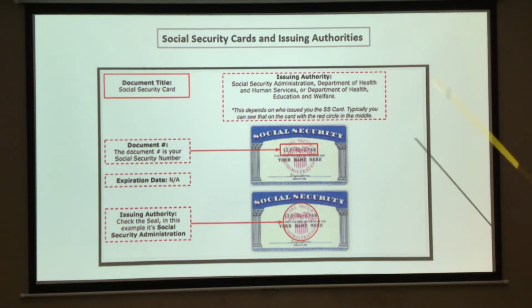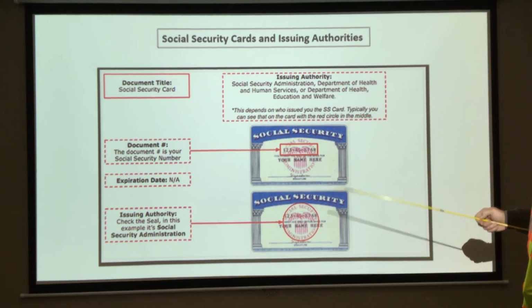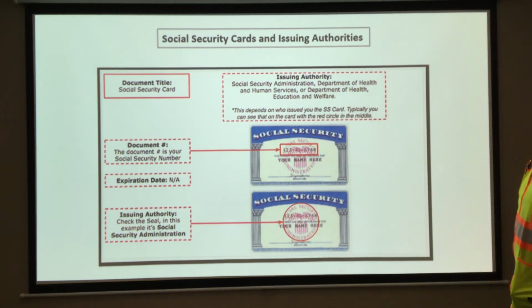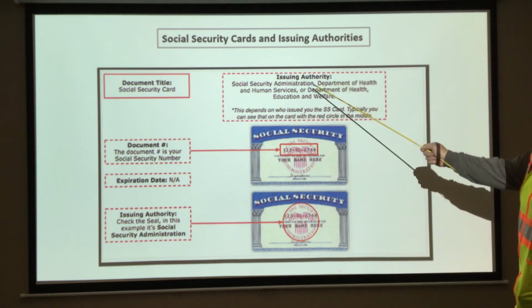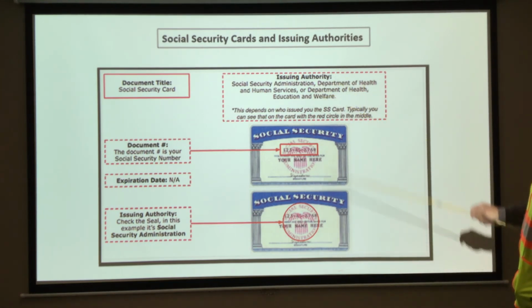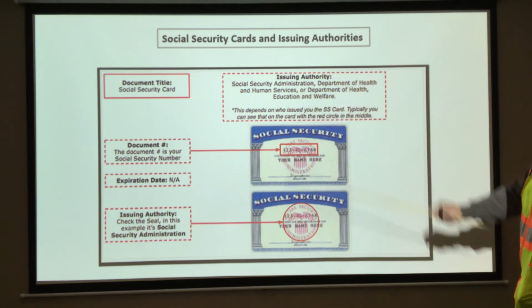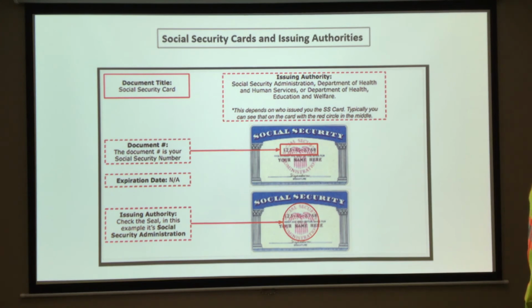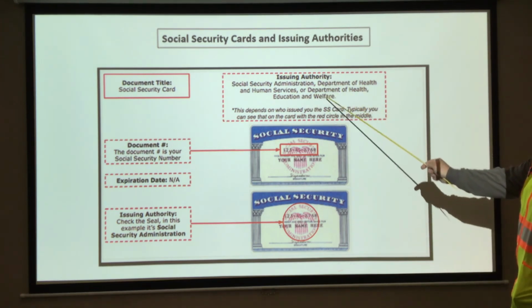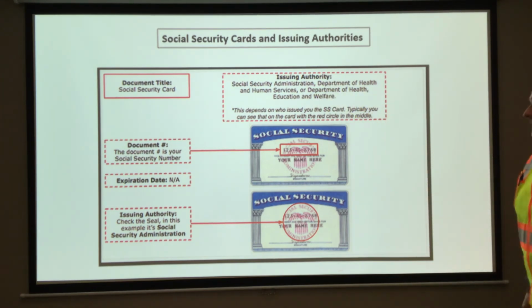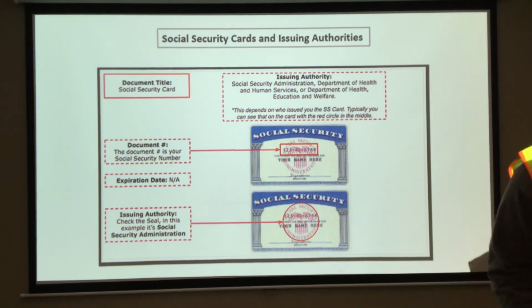Now some of them are older cards, so they're very hard to read, but you should still be able to make that out. When you write those in as issuing authority, you can write it out just as it states, or you can abbreviate those. Obviously, Social Security Administration would be SSA. Department of Health and Human Services would be DHHS. Department of Health, Education, and Welfare is DHEW. So those are the different issuing authorities you'll run into.